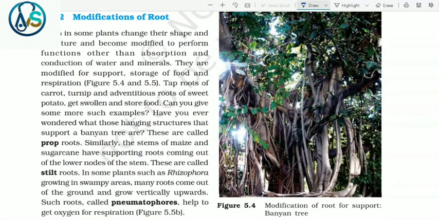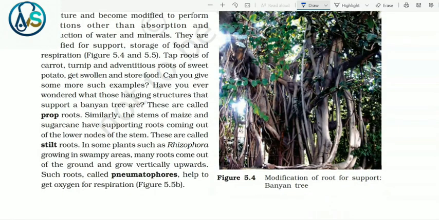5.1.2 Modifications of roots. Roots in some plants change their shape and structure and become modified to perform functions other than absorption and conduction of water and minerals. They are modified for support, storage of food and respiration. Taproots of carrot and turnip and adventitious roots of sweet potato get swollen and store food. Can you give some more such examples?